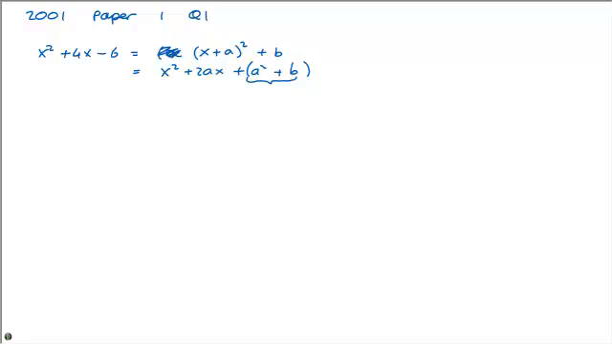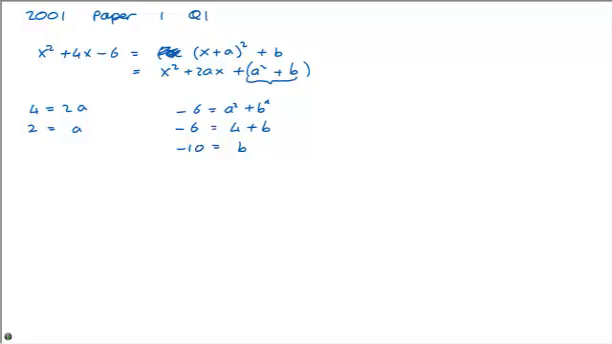So basically equating coefficients, you know that 4 is equal to 2a, so that means a is equal to 2. Now that you know that, the other piece of information is that minus 6 is equal to a squared plus b. You know a is 2, so minus 6 is 4 plus b, so b is equal to minus 10.